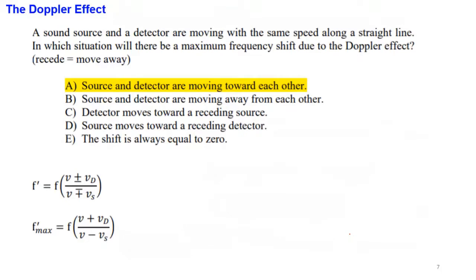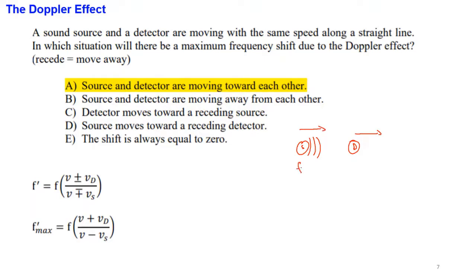Okay, now let's look at here. We have a sound wave and a detector. They are moving with the same speed along a straight line. In which situation will there be a maximum frequency shift due to the Doppler effect? Of course, you know that you have the maximum frequency shift when the source and detector are moving toward each other. So remember, you have how many cases? Let's say this is a source, this is a detector. The source is producing the sound wave. Let's say, for instance, the detector is moving away and the source is moving towards the detector.